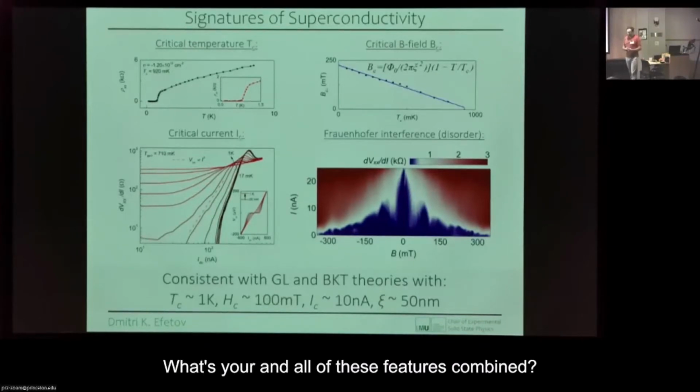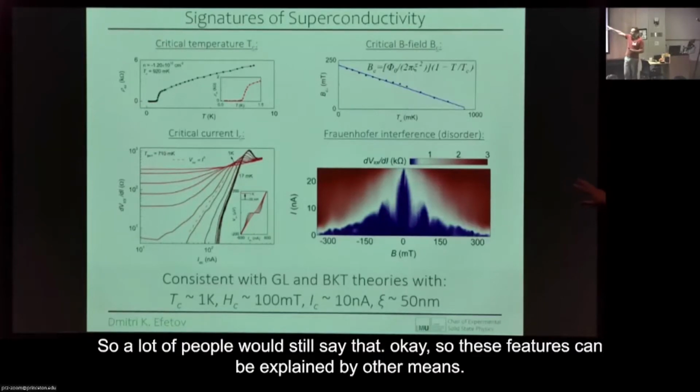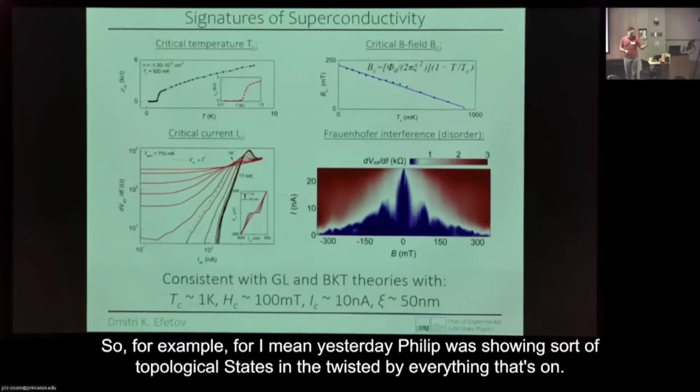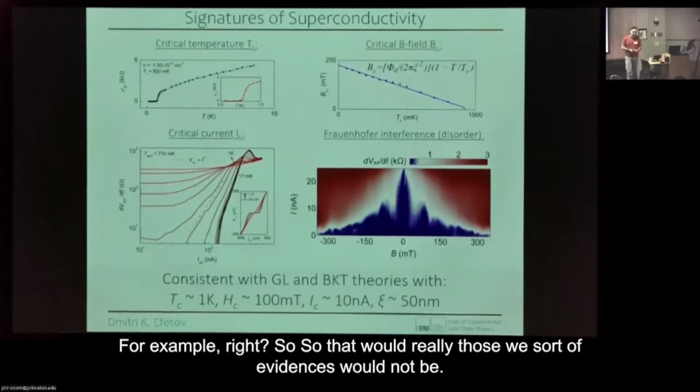And all of these features combined, the three features which I showed you before, in the beginning of that field would still not silence critics. So a lot of people would still say that these features can be explained by other means. For example, yesterday Philip was showing you topological states in twisted bilayer graphene and so on. So some people might say that the zero resistance comes from topological states, for example. So those three pieces of evidence would not be completely enough.